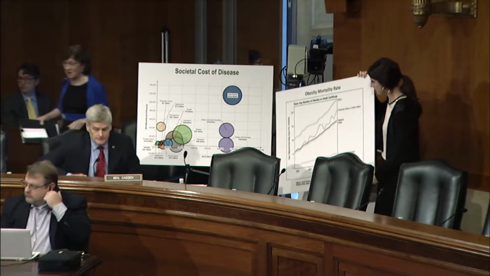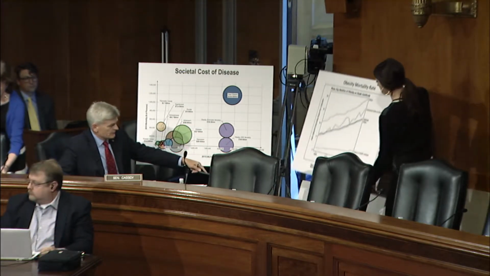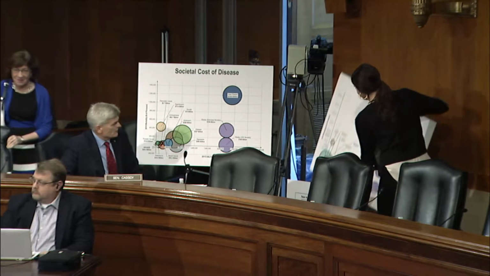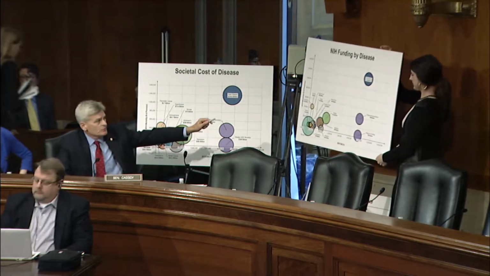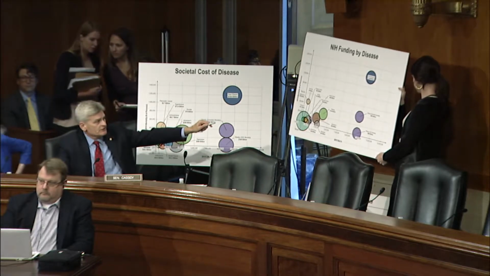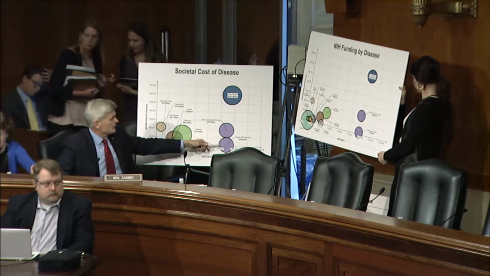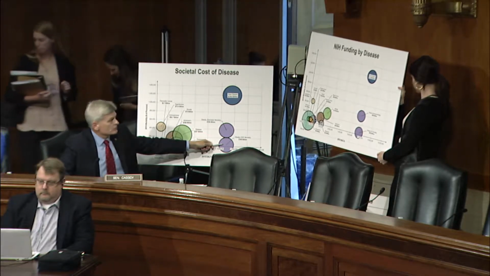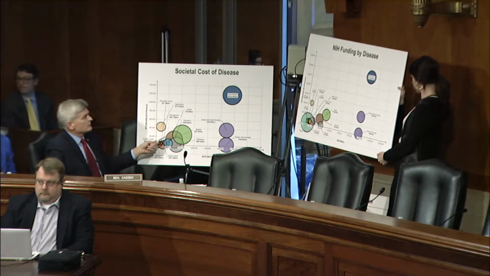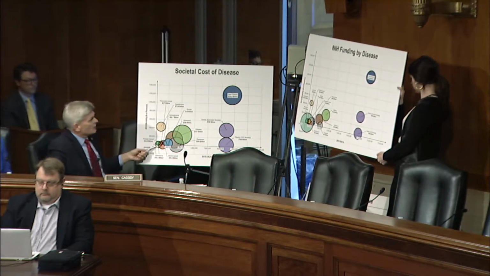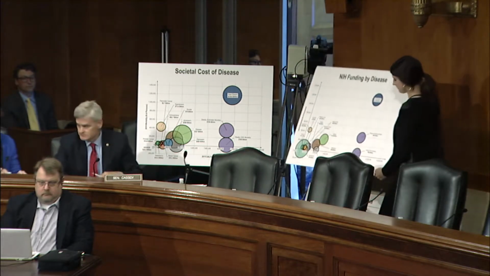So my question is, can you hold up that other one, not that one, but the other? Is it just a function of how we appropriate money? Because it does seem that obesity as a primary illness is underfunded relative to the societal cost. Again, $190 billion societal cost, $965 million, in contrast with some other diseases with far less societal cost but far more NIH funding. Dr. Collins.